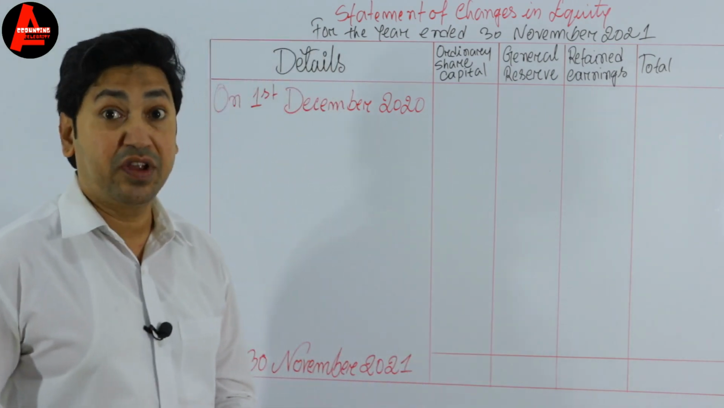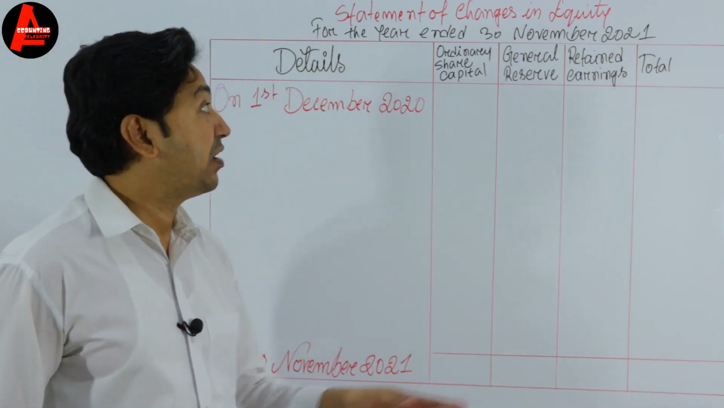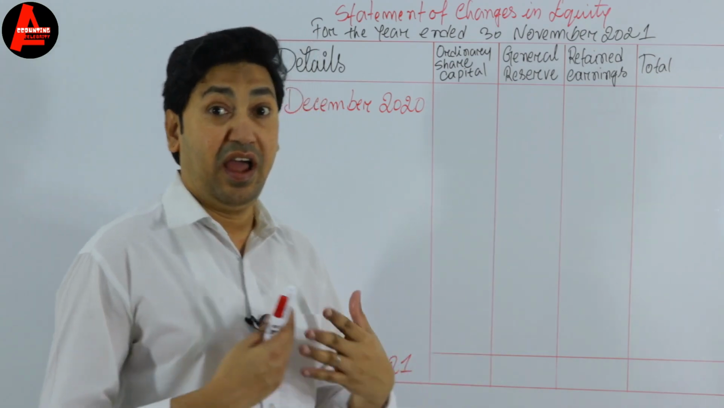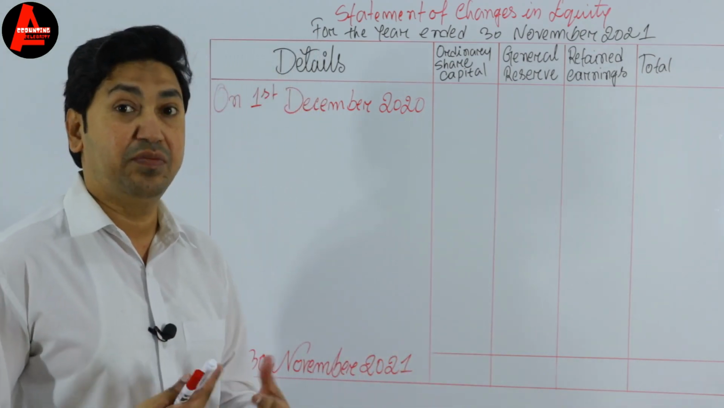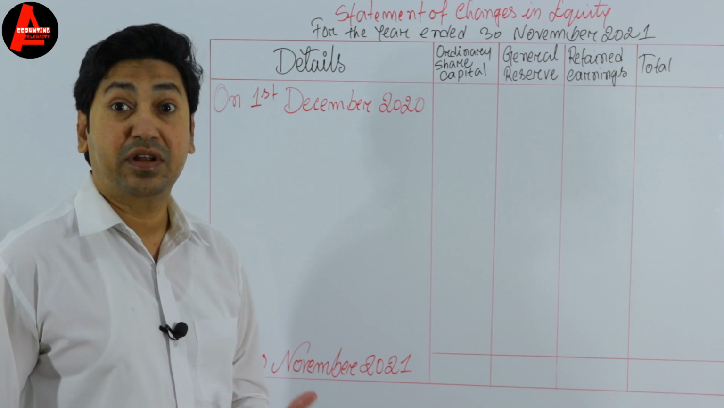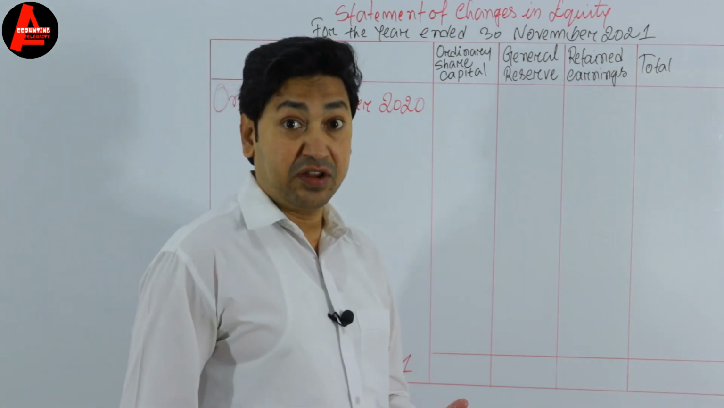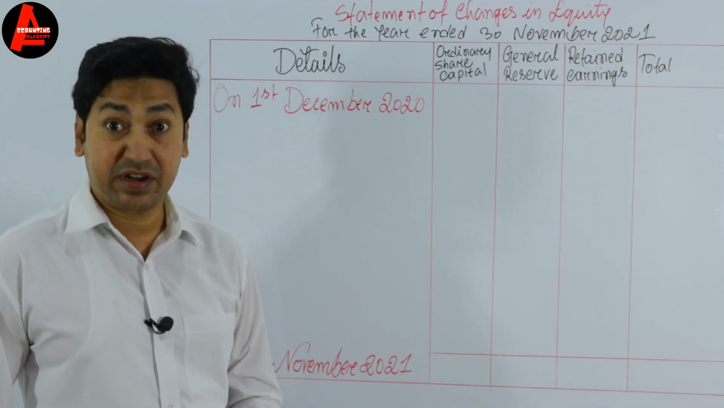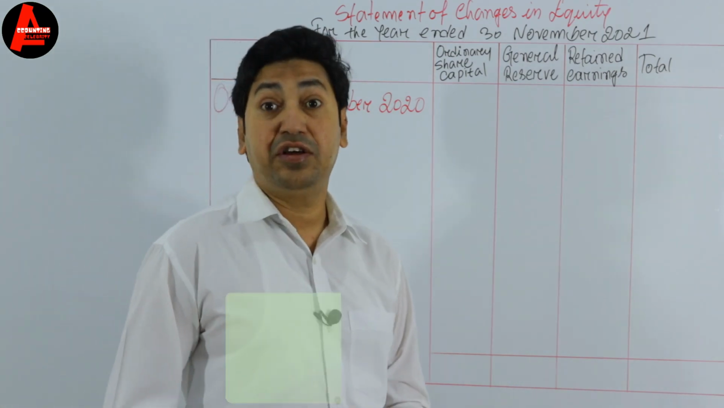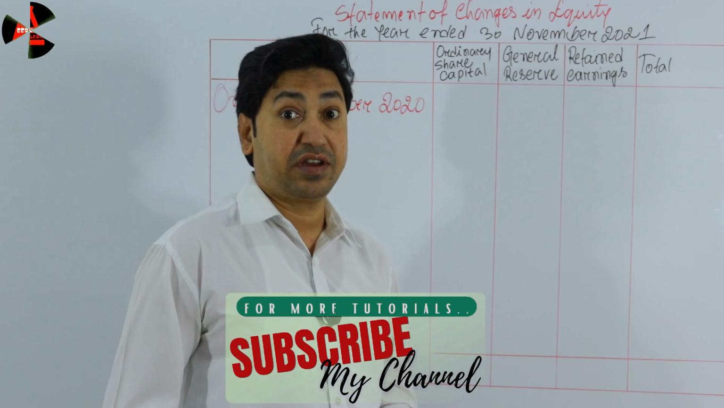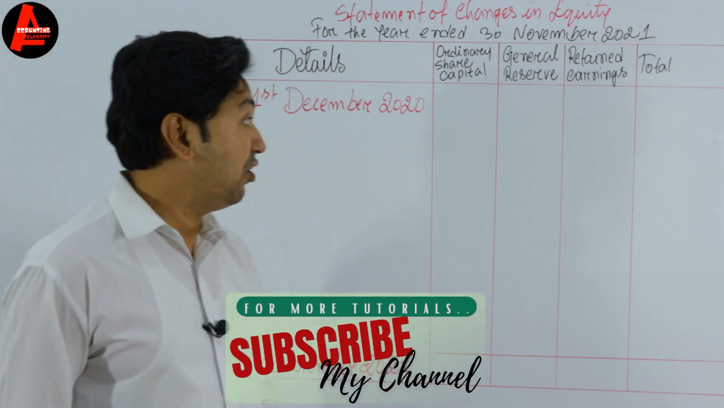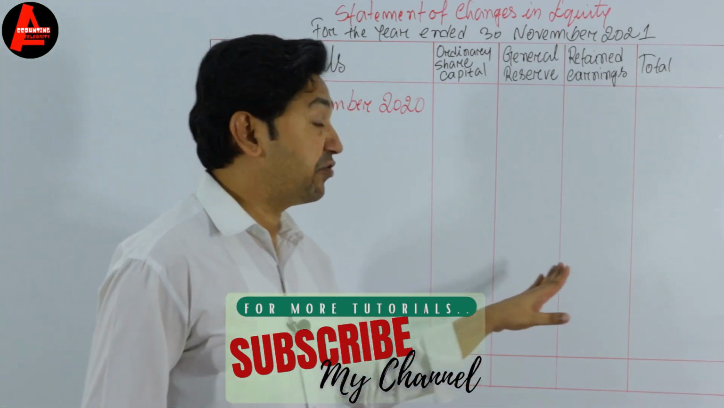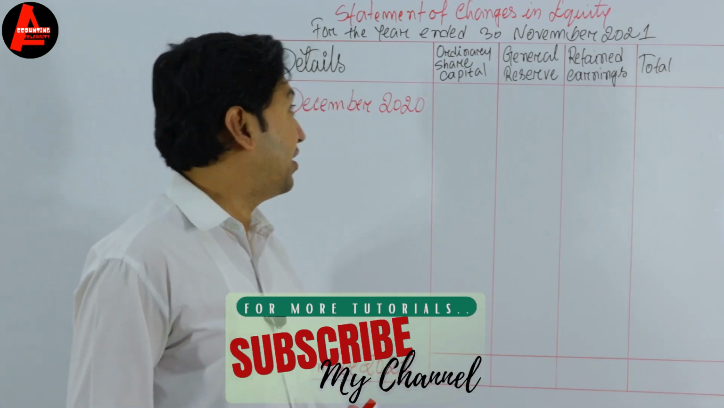Here profit for the year will be added with the opening balance of retained earnings, and all expenses will be subtracted. What are the expenses? If there is proposed dividend, will be subtracted. If there is dividend paid, will be subtracted. And if there is any general reserve which is transferred from the profit for the year, will be deducted from the retained earnings opening balance.